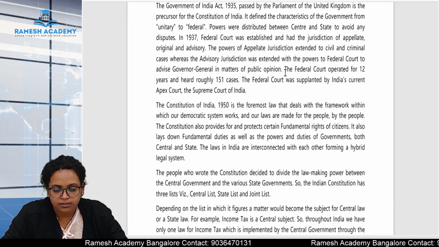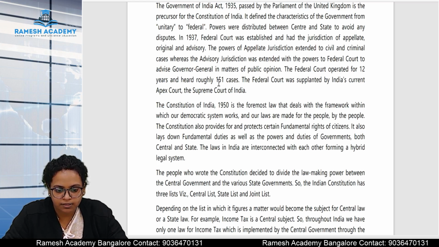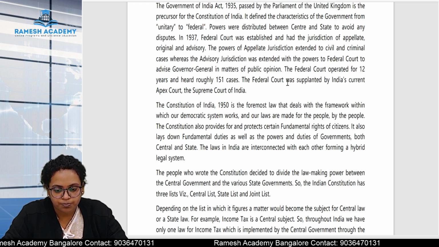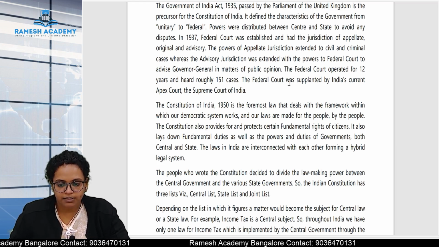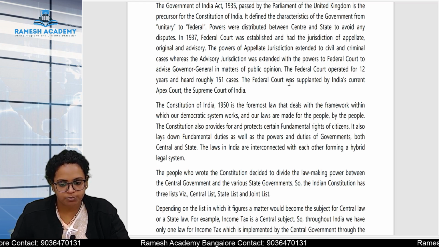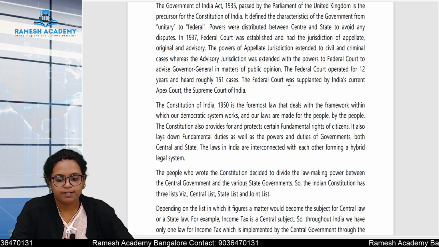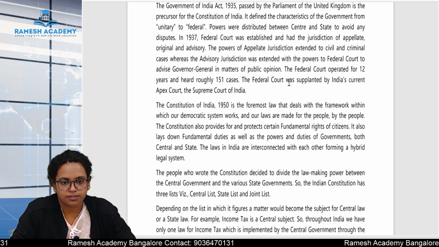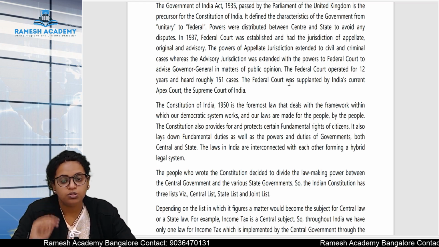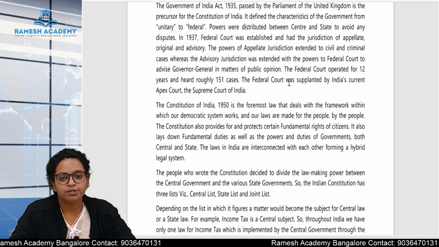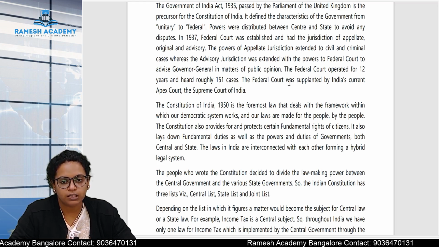The federal court operated for 12 years and heard roughly 151 cases. The federal court was supplanted by India's current apex court, the Supreme Court of India. Please mark this line. What happened to the federal court? The federal court operated for 12 years, and it also gave decisions in 151 cases.